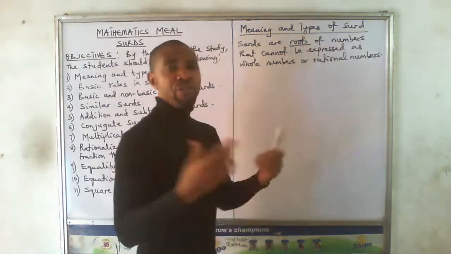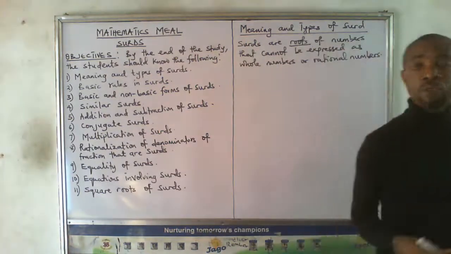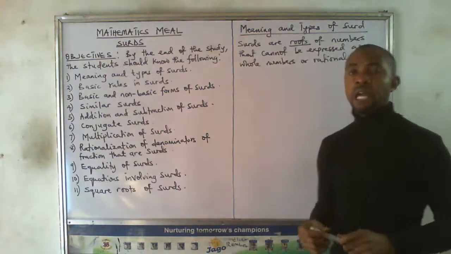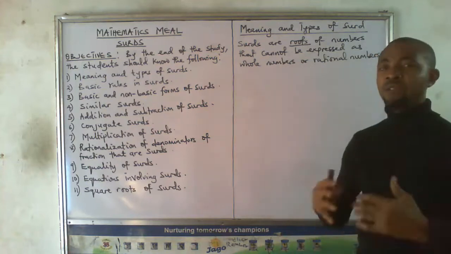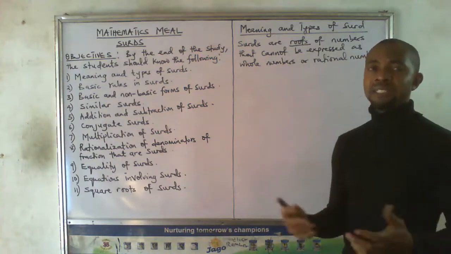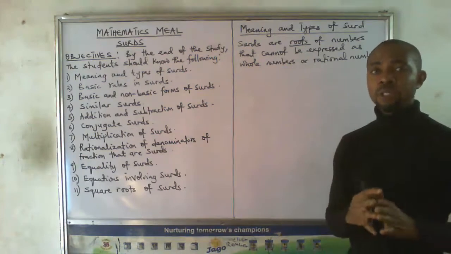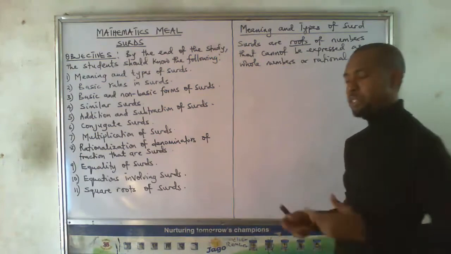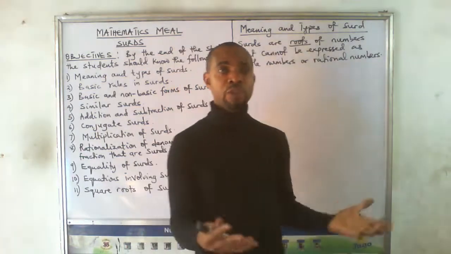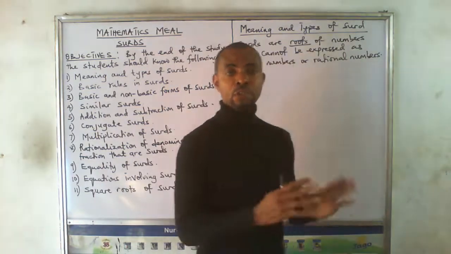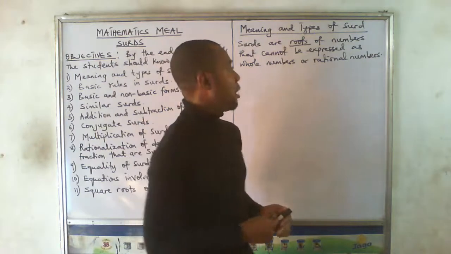You know we have different roots. We have square root, cube root, fourth root, fifth root, and so on and so forth. Any root of a number that you cannot express as a whole number or rational number is a surd. In other words, when we leave numbers in square root or cube root, those numbers are said to be in surdic form.